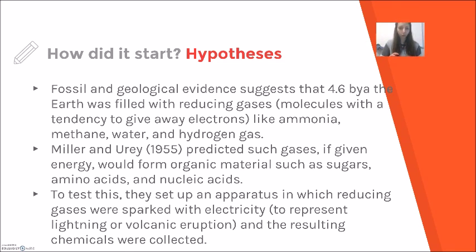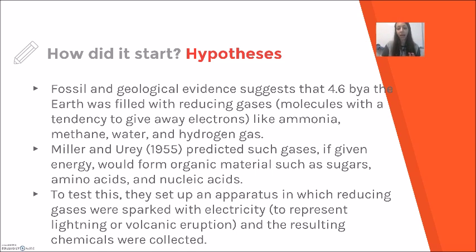years ago, the Earth was filled with all these gases that would give away electrons, things like ammonia, methane, water, hydrogen gas. And so these two scientists named Miller and Urey in 1955 predicted that if such gases were given energy like a burst of lightning or whatever, they would form organic material like sugars and amino acids and nucleic acids, which are basically the ingredients for life.